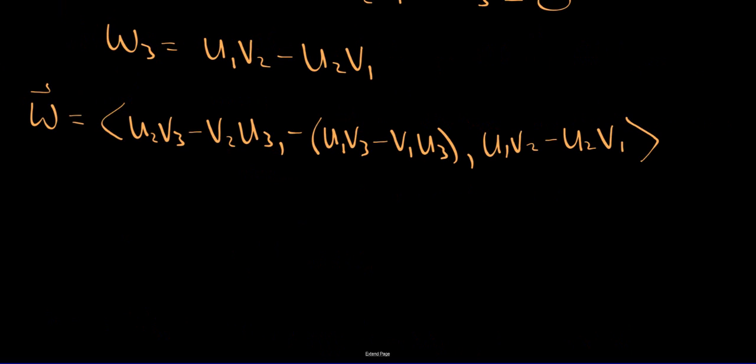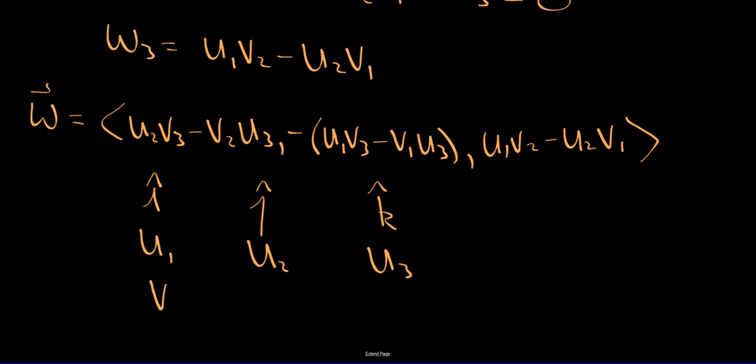Here's the way it goes. We have the I, the J, and the K. And what I do is I put in the vector components. Here I put in U1, U2, and U3, and then V1, V2, and V3. Now, this is how I never memorized this formula.